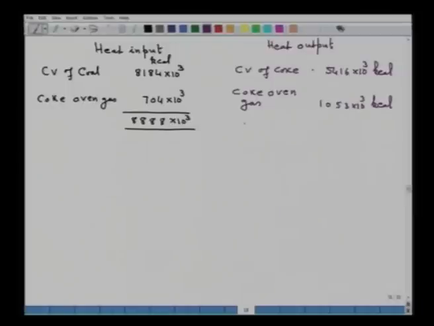Then tar. Tar is also produced, and tar has a 351 into 10 to the power 3 kilocalorie, we are able to recover into the tar.